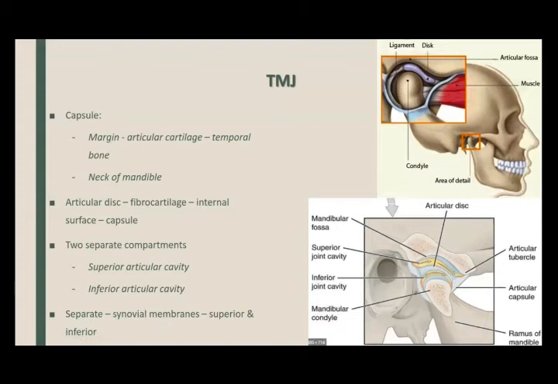ठीक है जी? And both these compartments are lined by synovial membranes. ठीक है? Separate synovial membranes, इसलिए ये separate compartments है.